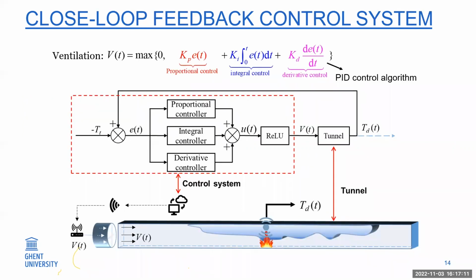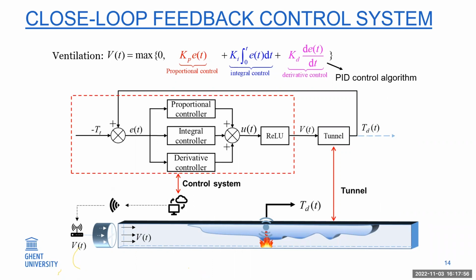So finally, we can design this closed loop feedback control system. In this system, the controller is the PID control algorithm. The full name is the proportional integral and derivative controller. And in order to prevent inverse ventilation, we force it to be 0 if the value obtained from the PID controller is less than 0.